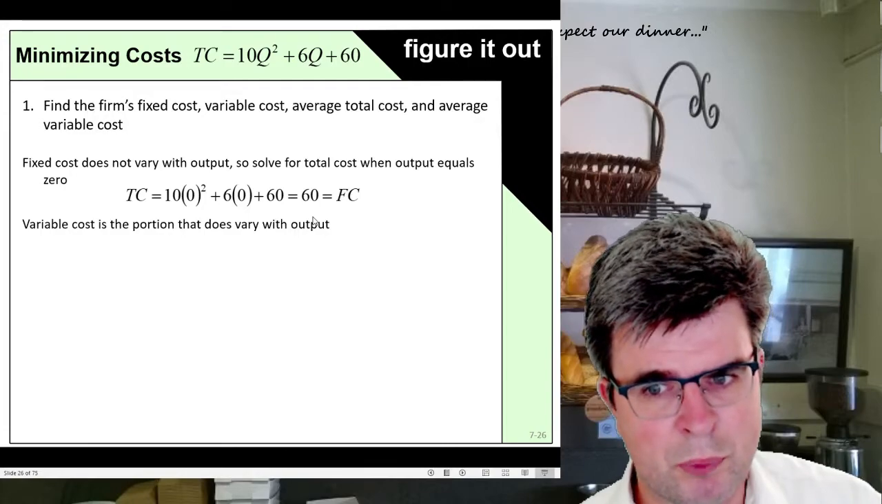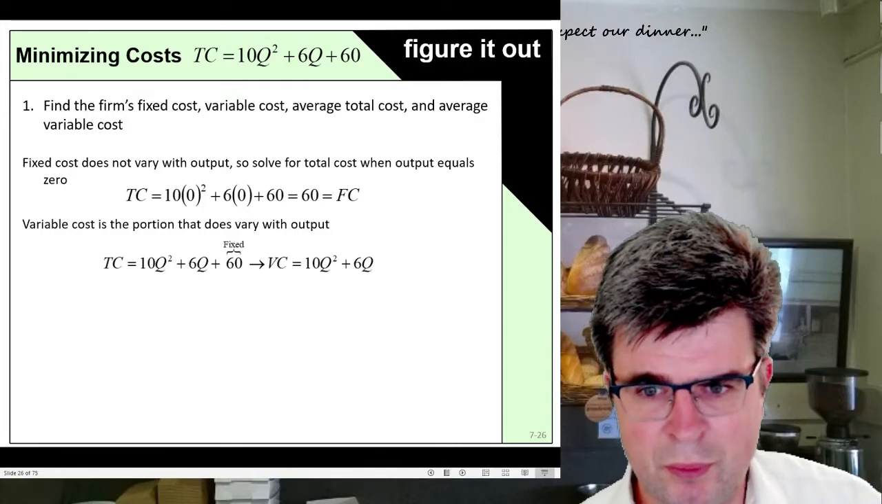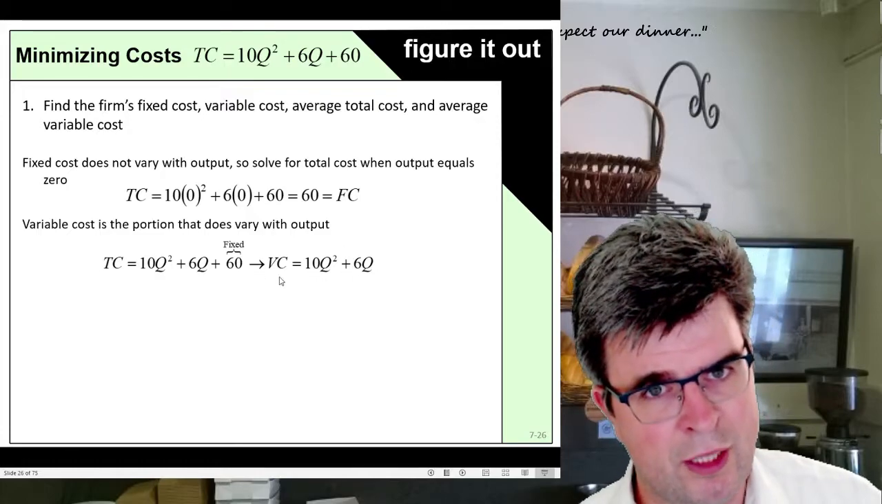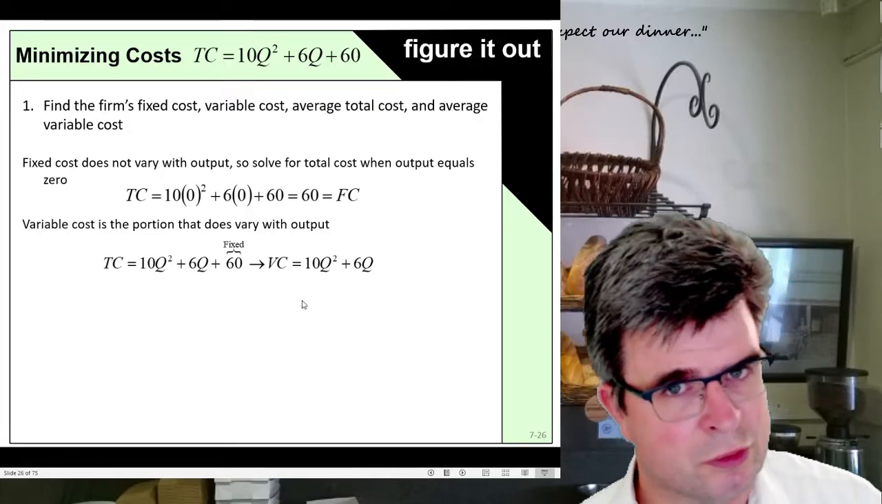The variable cost is the portion that does vary with output. So if the 60 is the fixed part, then the remaining part that is a function of Q is the variable cost of production.